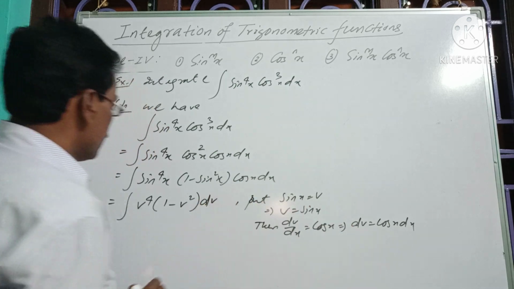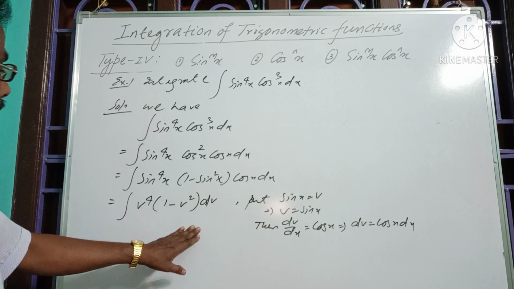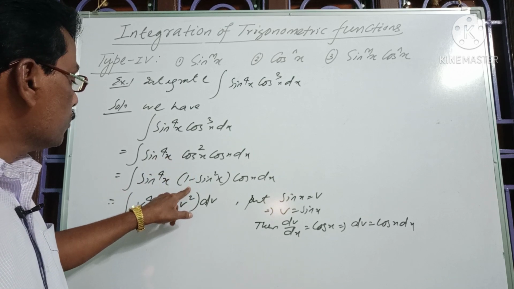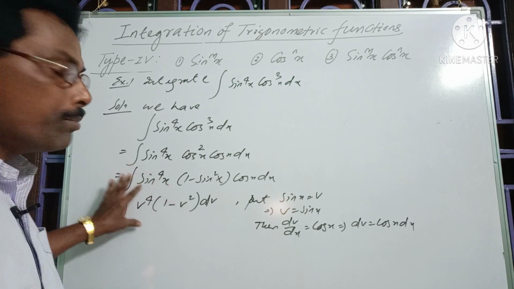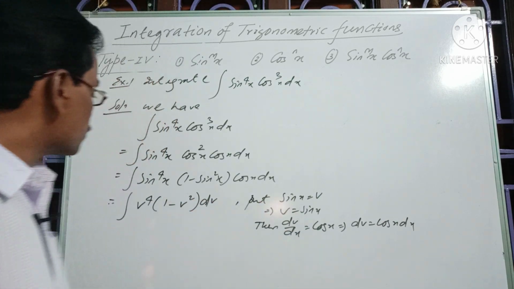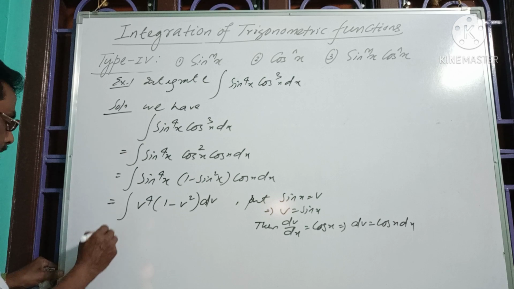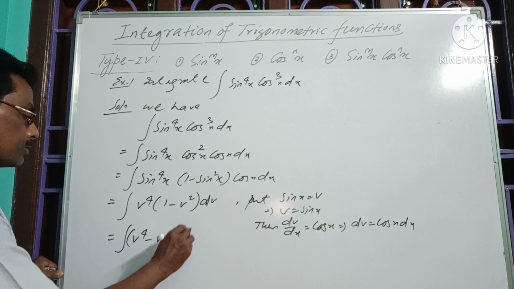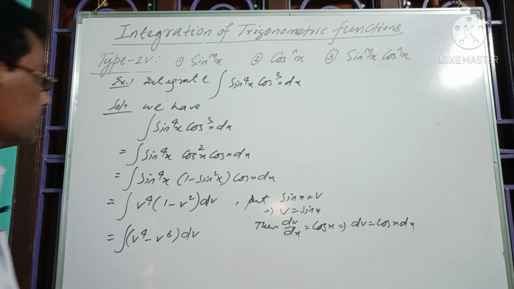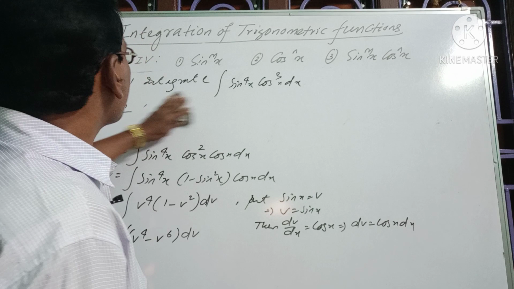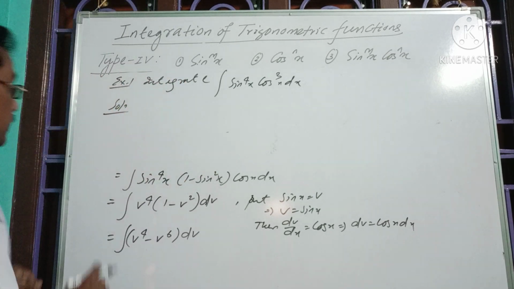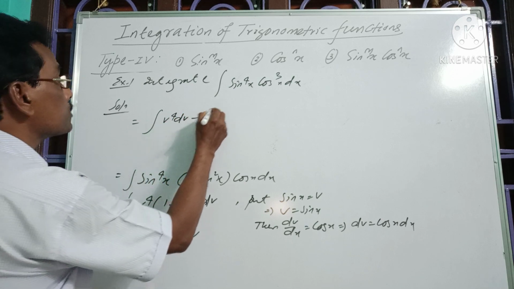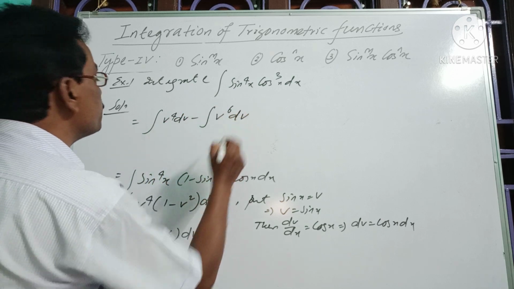So now after substitution and differentiation we reach the integration of v to the power 4 into 1 minus v square with respect to v, where the integrand is a polynomial of v, which is easily integrable. Simplifying, we have v to the power 4 minus v to the power 6 with respect to v. Now both the terms are easily integrable, so applying the algebra of integrals we have the integration of v to the power 4 dv minus the integration of v to the power 6 with respect to v.